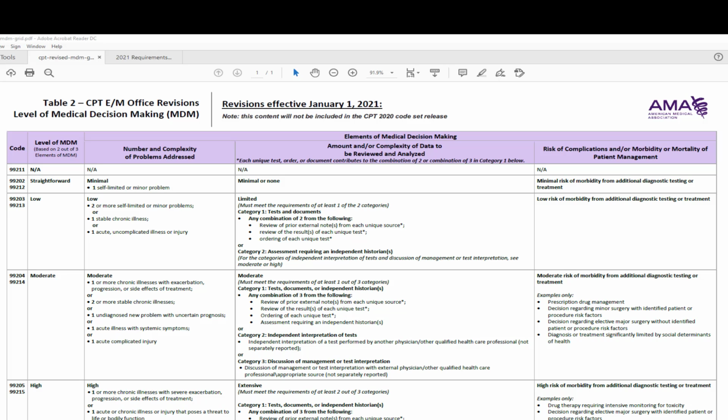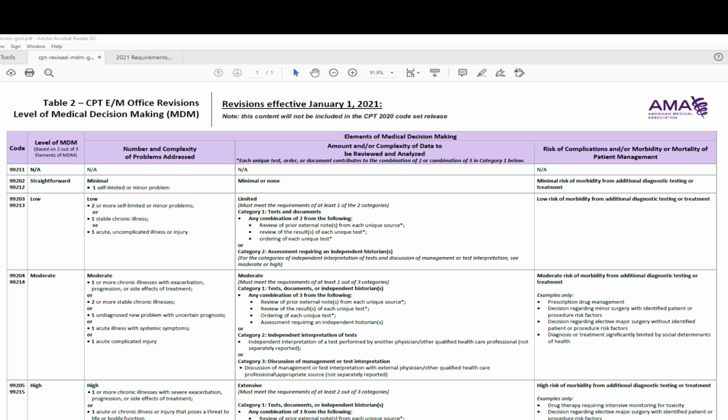All right, the amount and/or complexity of data to be reviewed and analyzed. All right, now remember, we need a combination of two, at least two, well, let's see what it says. Limited, must meet the requirements of at least one of the two categories. The two categories are tests and documents and assessment requiring an independent historian. All right, well, most of us are not going to be dealing with an assessment requiring an independent historian. Now, that could be if the patient needs a translator or a sign language or something like that. But without that, we're probably not going to be there.